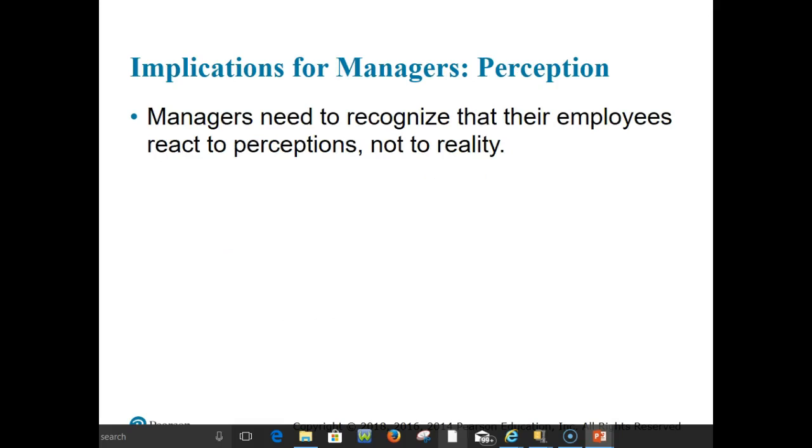So whether a manager's appraisal of an employee's performance is actually objective and unbiased, or whether the organization's wage levels are among the highest in the community, is less relevant than what employees perceive them to be. If individuals perceive appraisals to be biased or wage levels to be low, they'll behave as if those conditions actually exist. So managers need to recognize that their employees react to perceptions, not reality.